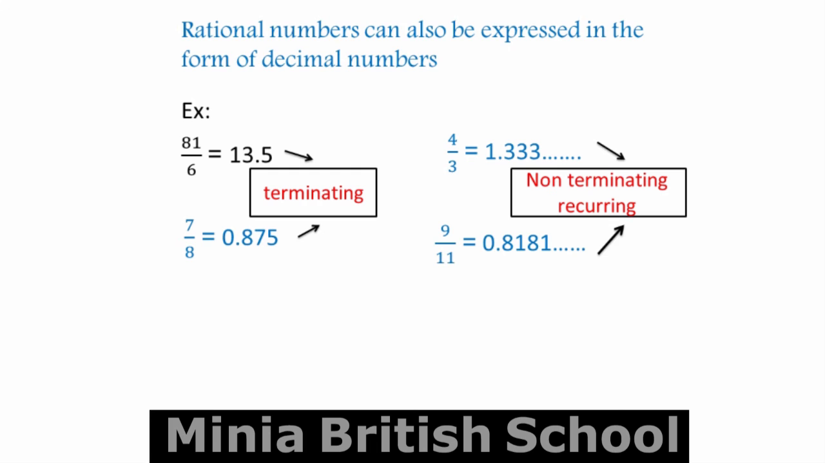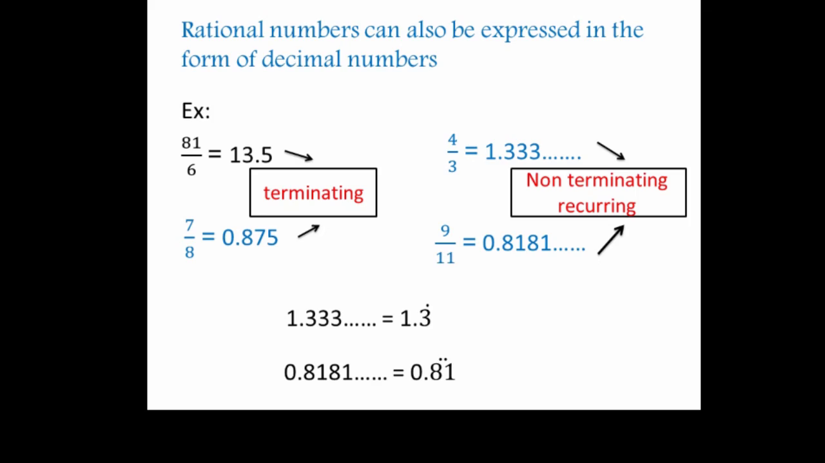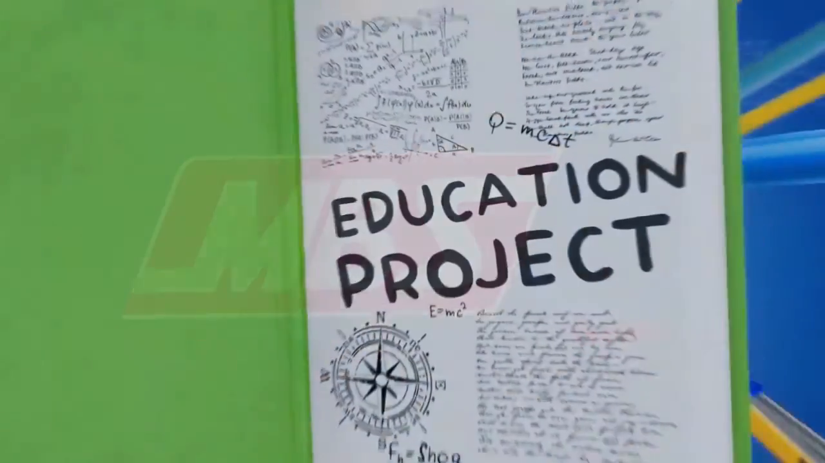And instead of writing the numbers the long way, we will write it in this simple way. How? Only put a point above the repeated digit. Here, 3 is a repeated digit, so I will write 1.333 and so on equals 1.3 and put only a point above the digit 3. Also, 0.8181 and so on equals 0.81, and I will put 2 points above the two repeated digits.